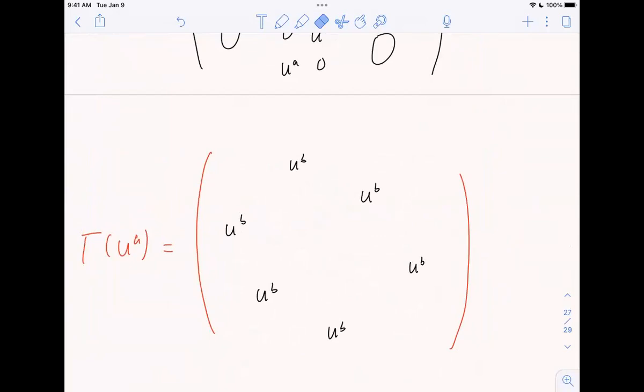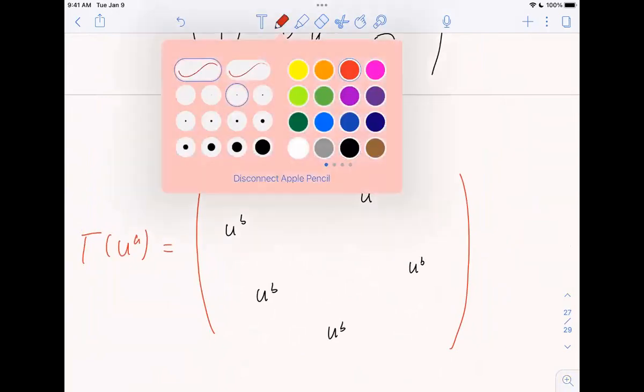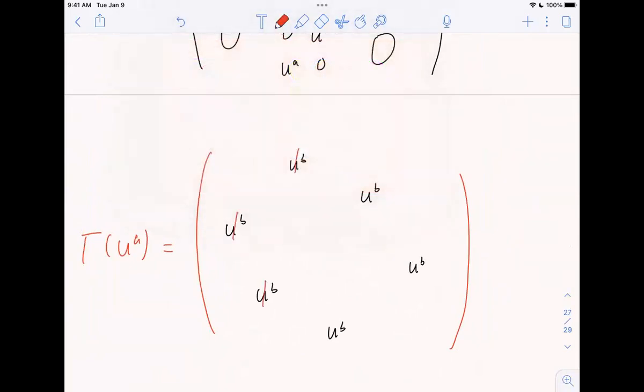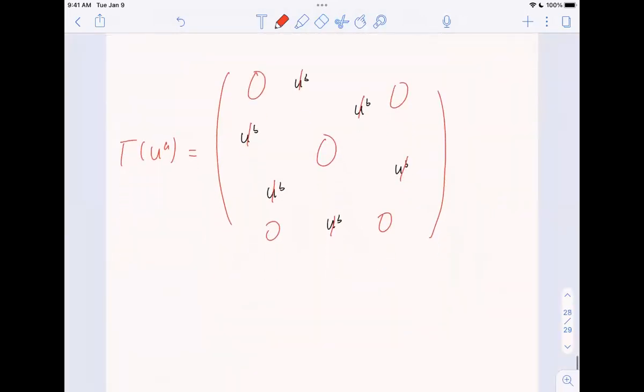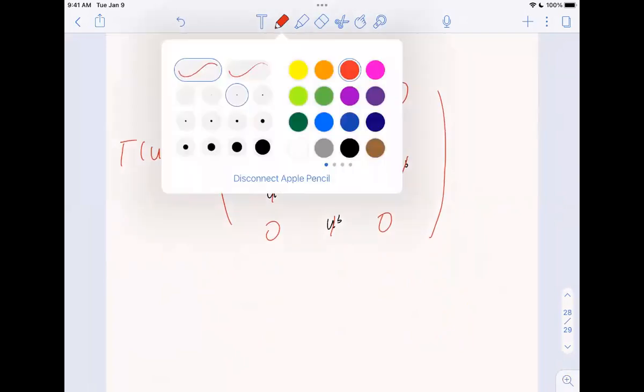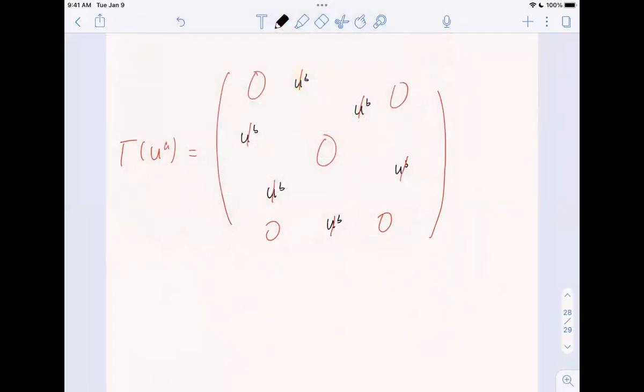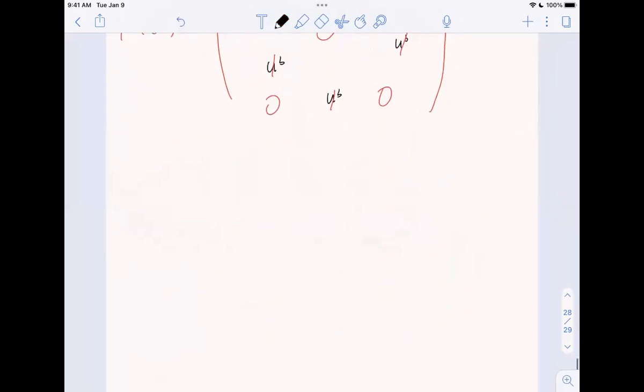Okay, so you just make it 1, 1, 1, 1, 1, 1. All the other things are 0. You just follow a similar strategy, and you're going to get a set of matrices. Now we're going to prove that this set of matrices is a representation. So let's prove.